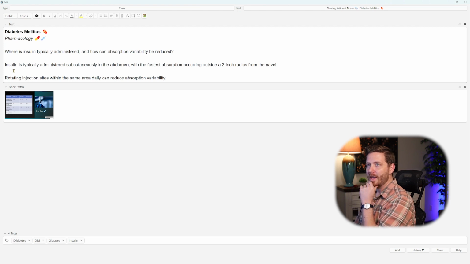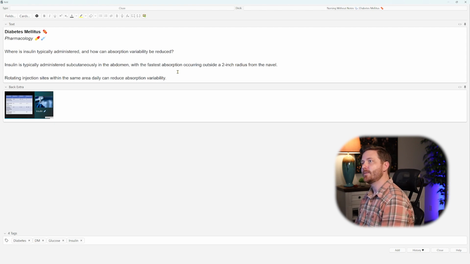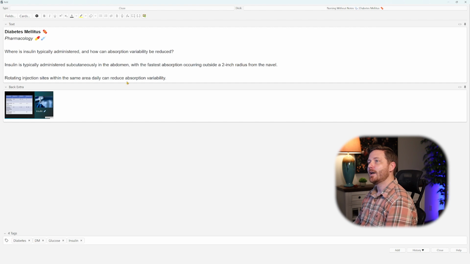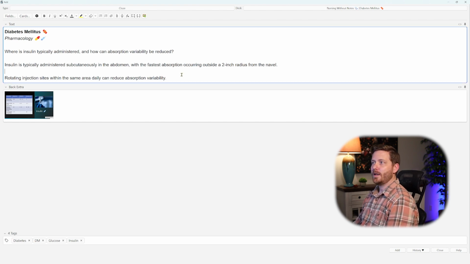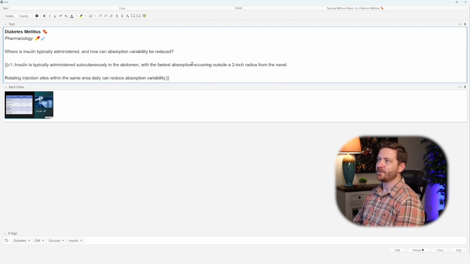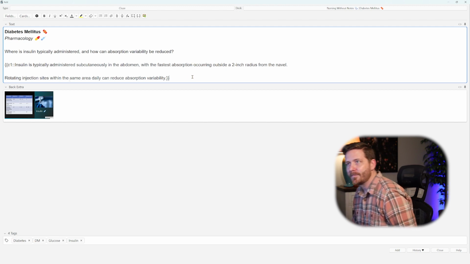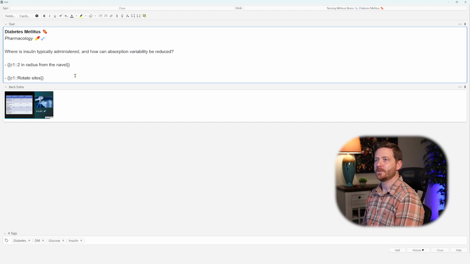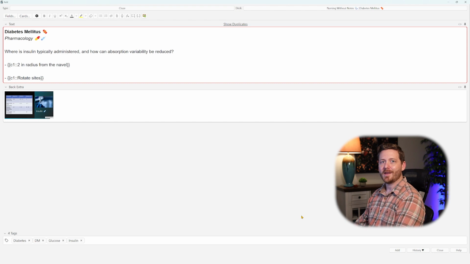So this is a bit lengthy, but we'll add it in anyway. Insulin is typically administered sub-Q, with the fastest absorption occurring outside a 2-inch radius of the navel. And then rotating those injection sites within the same area daily can reduce absorption variability. So what we can do is highlight all that and put it in one answer. That's a bit long, but we could answer this: 2 inches outside the navel and rotate sites. So we know that we need to do it 2 inches from the navel and also rotate sites. And we'll just make that one card, C1 and 1. And all right, there we have it.